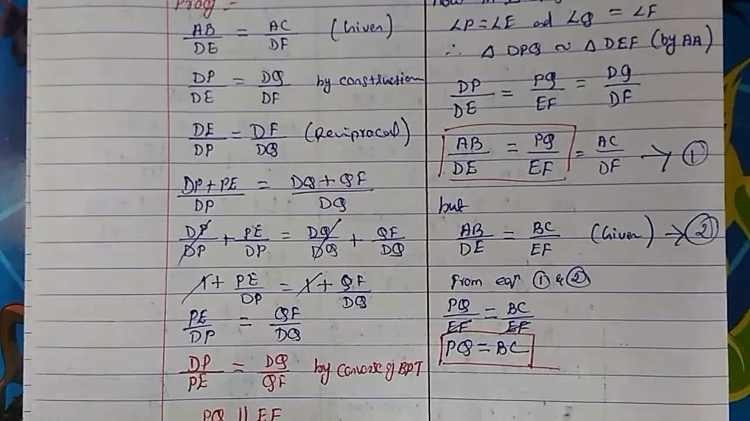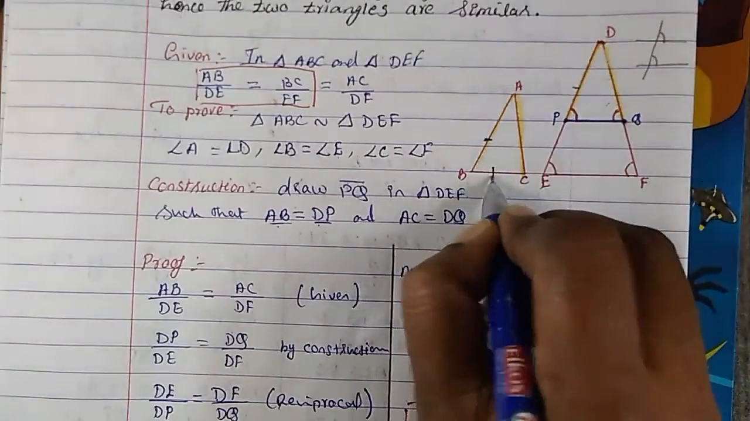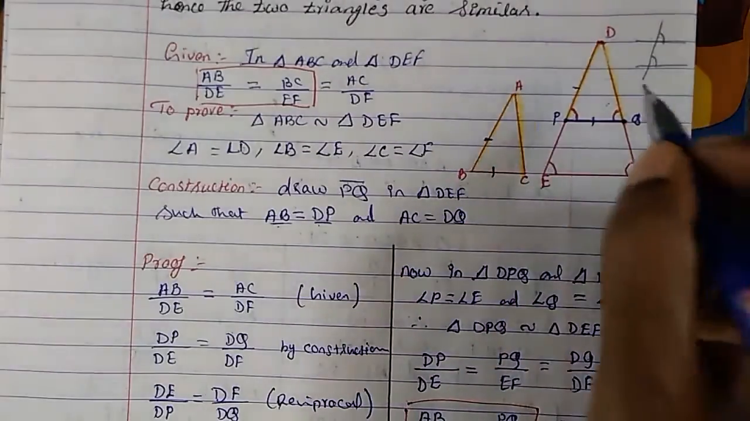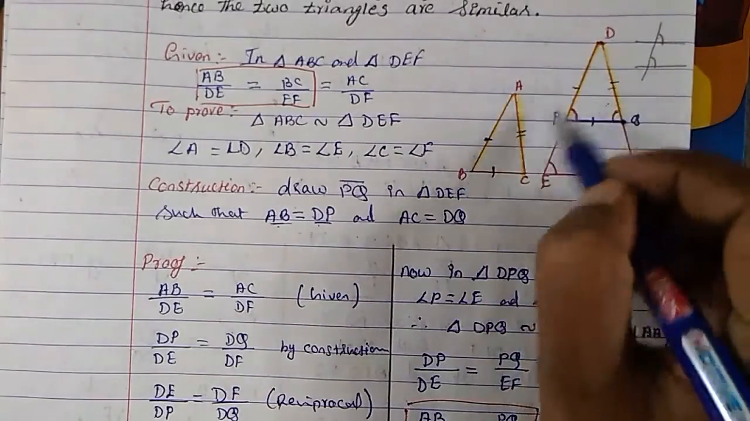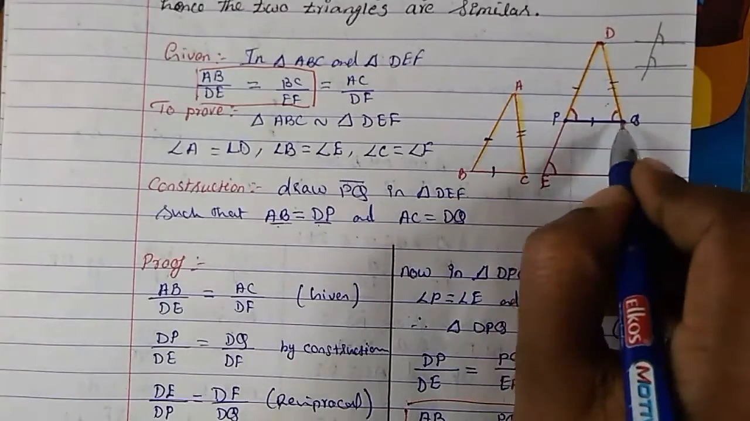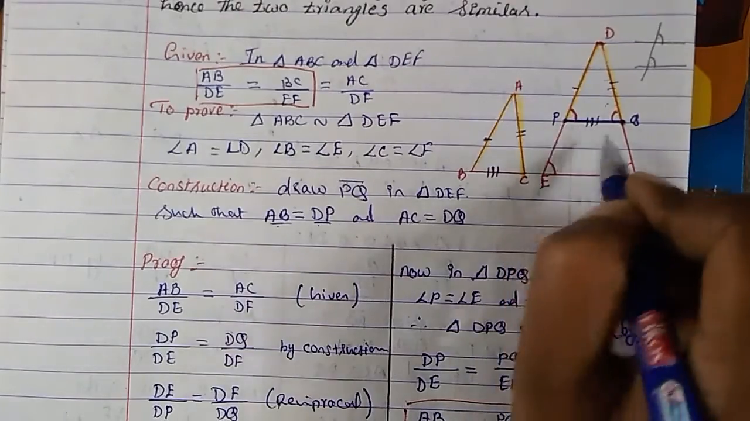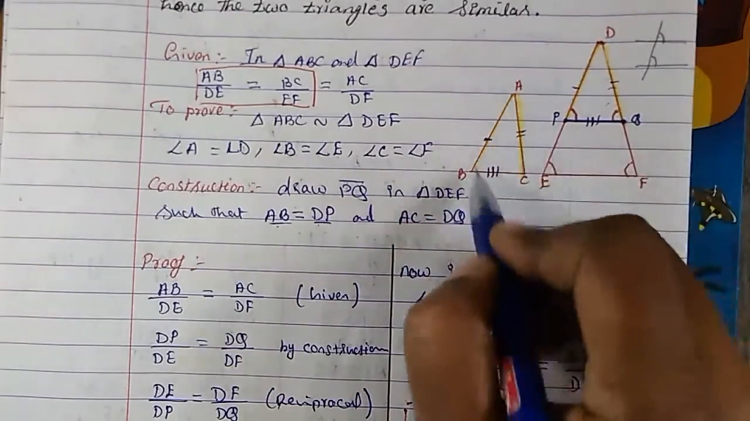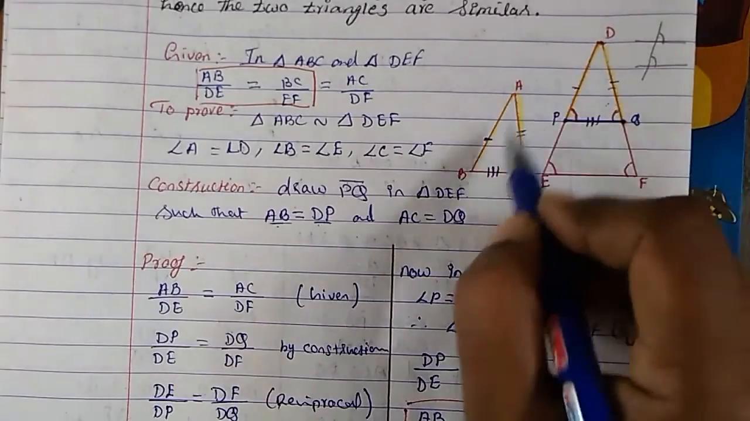So now we have proved that PQ is equal to BC. So this side also became equal. By construction we already know this side is equal, this side is equal. So by construction we have done it. Now we have proved this third side also equal. So that means what happens? All three sides are equal, which means both the triangles become congruent, same to same.